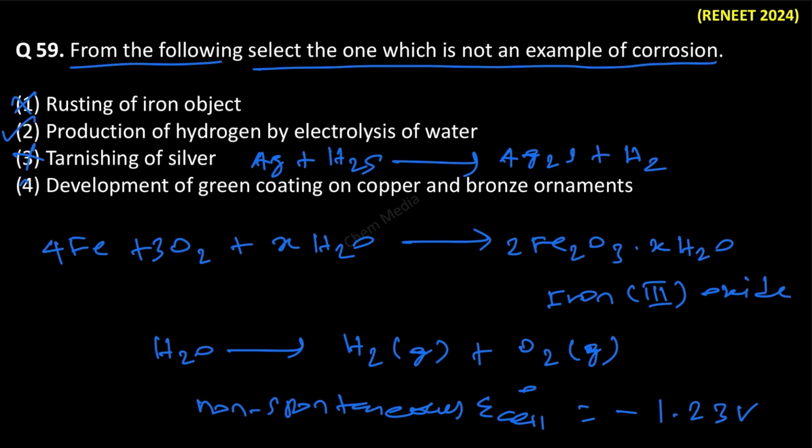Therefore option 2 is the only correct choice here because production of H2 by electrolysis of water is just an example of electrolytic cell. Electrolytic cells always require external voltage for the reaction to occur because they are always non-spontaneous.